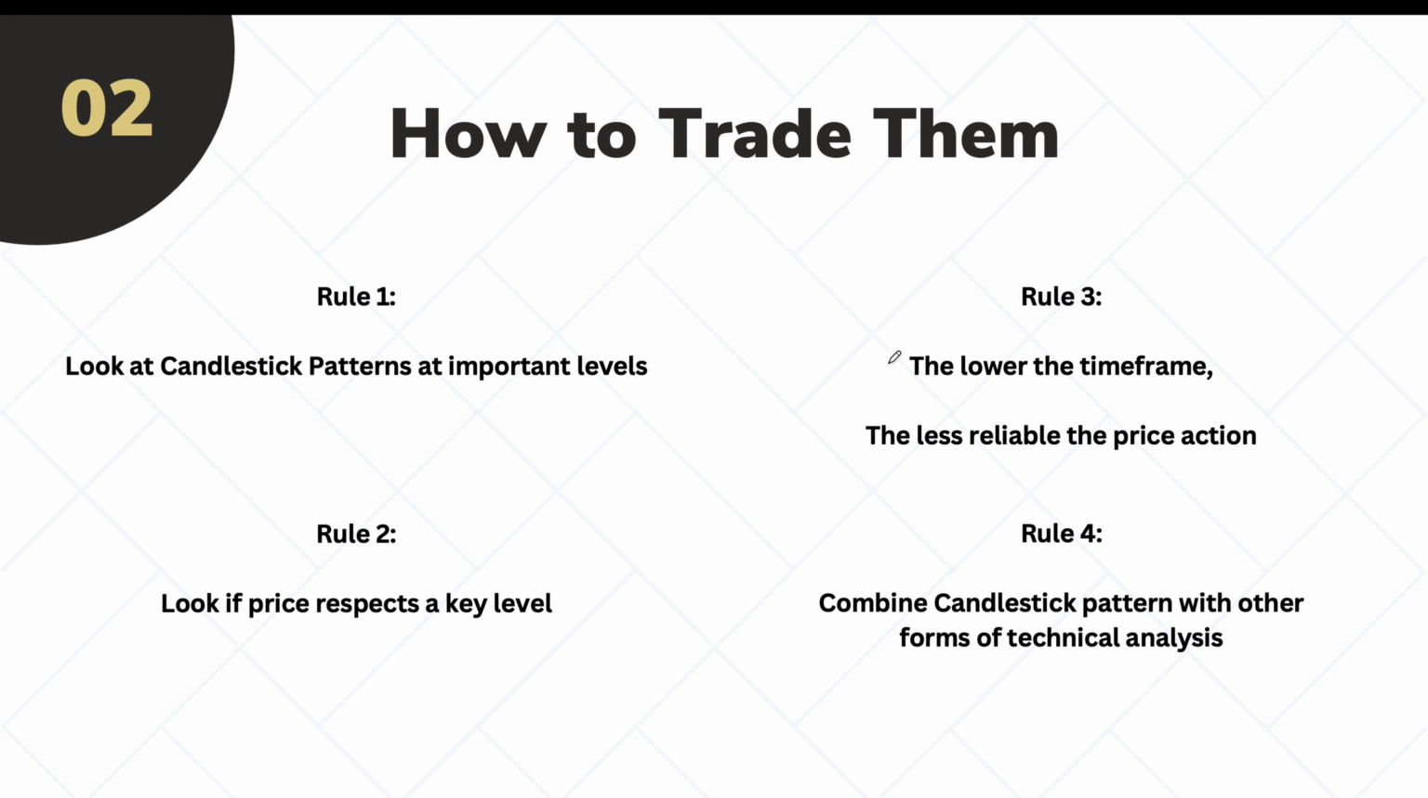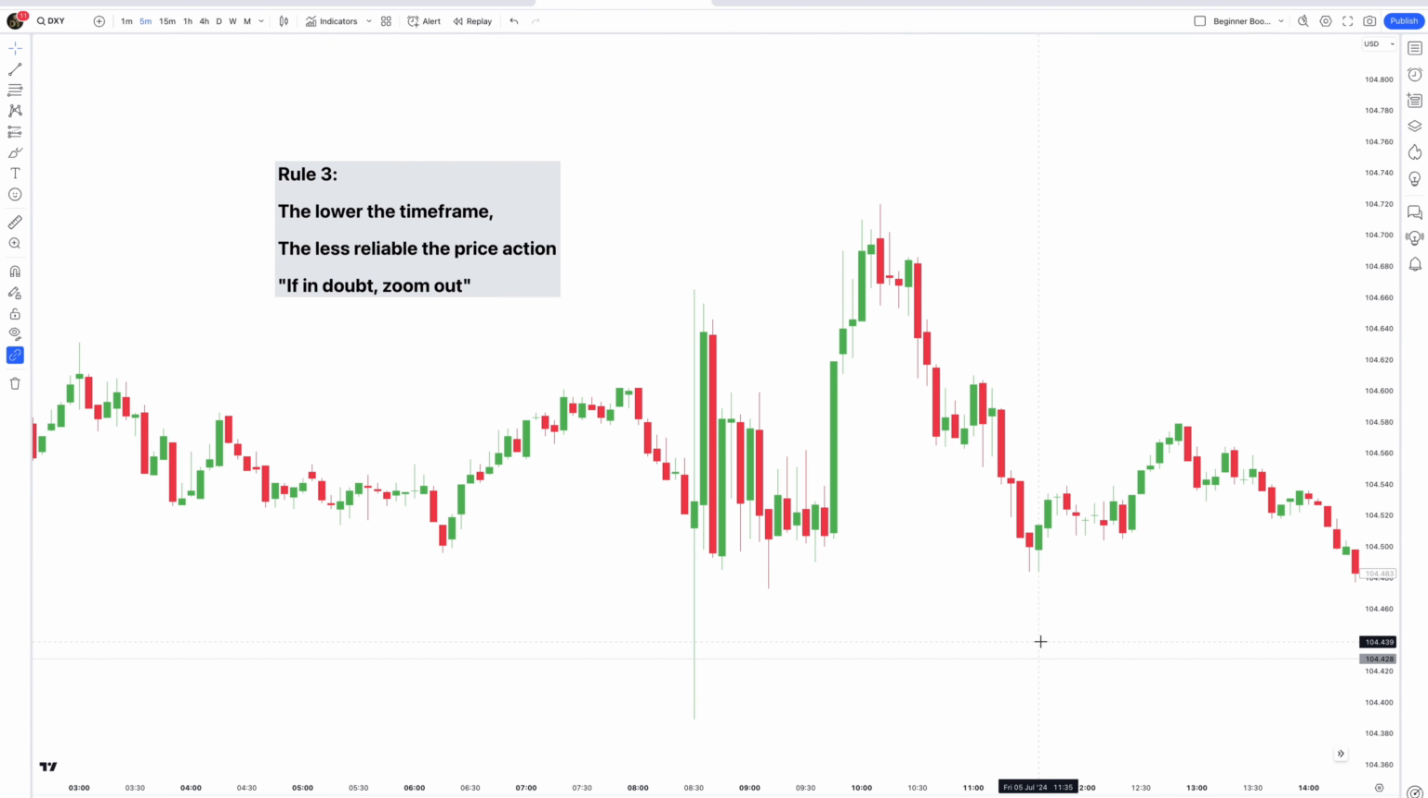The third rule is the lower the time frame, the less reliable the price action. We will go over what time frames are exactly in a later video in this bootcamp. But for now, we are looking at the 5-minute time frame. That means that every candle is 5 minutes of price action. And the rule is the lower the time frame, the less reliable the price action. And a nice tip here: if you are in doubt, zoom out. With zoom out, I mean you can go from the 5 minutes, for example, to the 1 hour time frame.